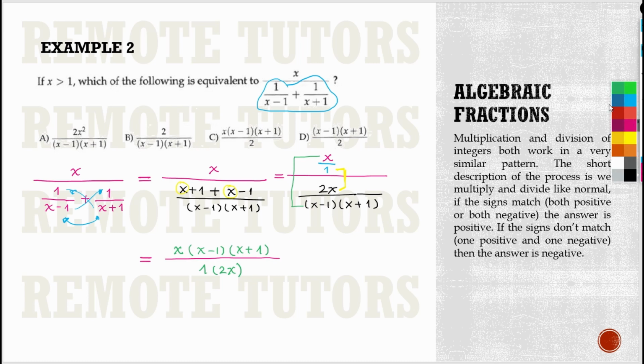Next, we can simplify, we can get rid of the x terms, x and x. X divided by x gives 1. So finally, the answer will be x minus 1 multiplied by x plus 1 divided by 2, which is choice D.